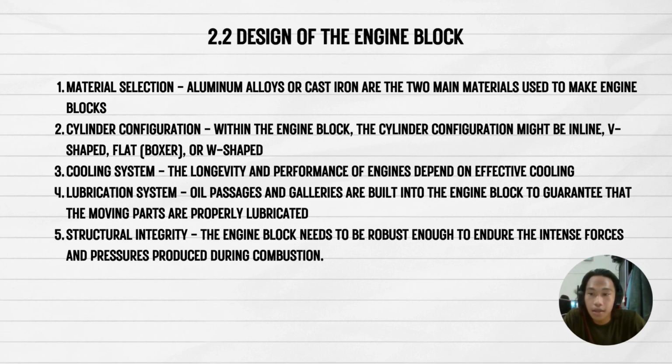The last one is structural integrity. The engine block needs to be robust enough to endure the intense force and pressure produced during combustion. It has strengthened sections where the crankshaft is housed, like the main bearing supports. The block design includes webbing and ribbing to increase strength and rigidity while reducing weight. The structural integrity of the block is optimized using advanced computer-aided design, CAD, tools, and finite element analysis.